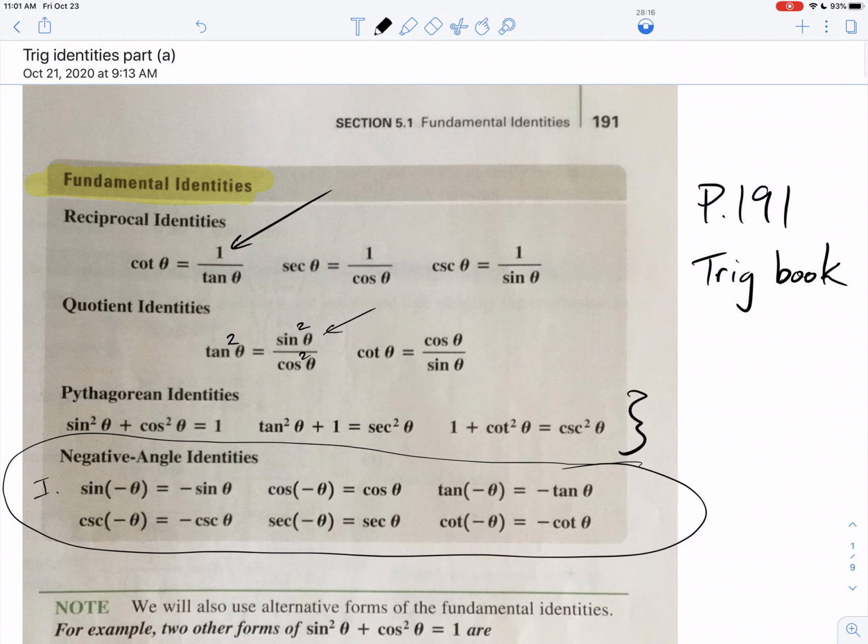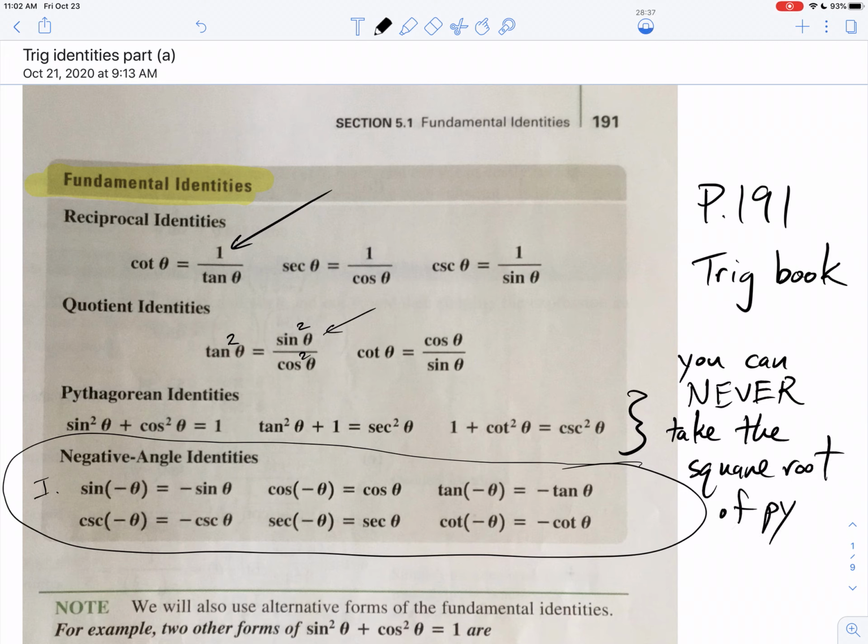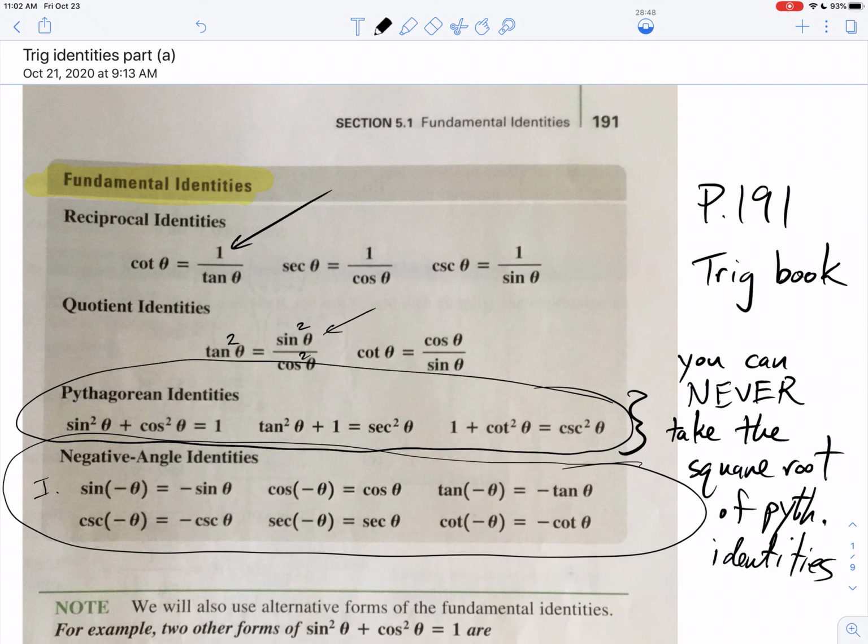Okay, you can never, let's say never, dog, you can never take the square root of Pythagorean identities. Don't ever take the square root of these guys. You will not get the right answer, and it's an automatic. Everything else you just did in the problem is wrong. Don't do it.